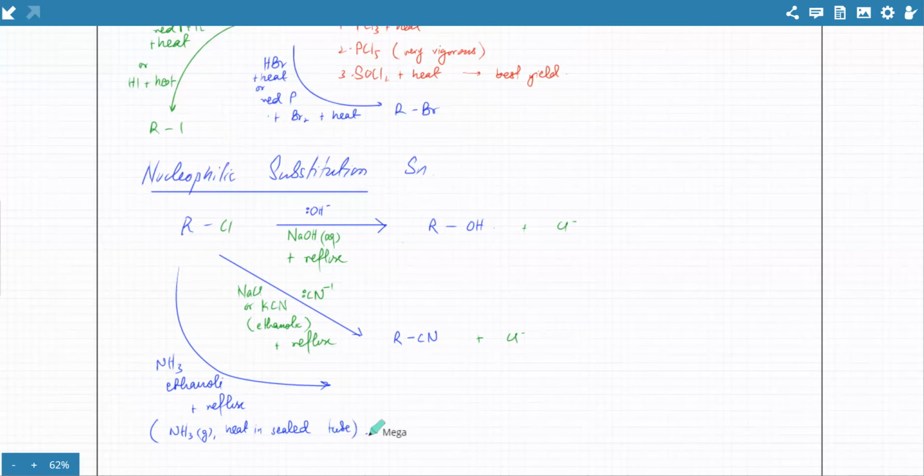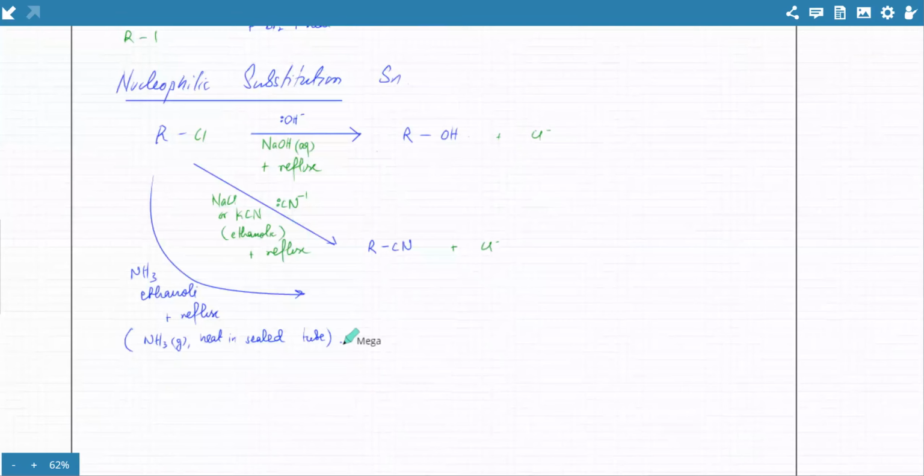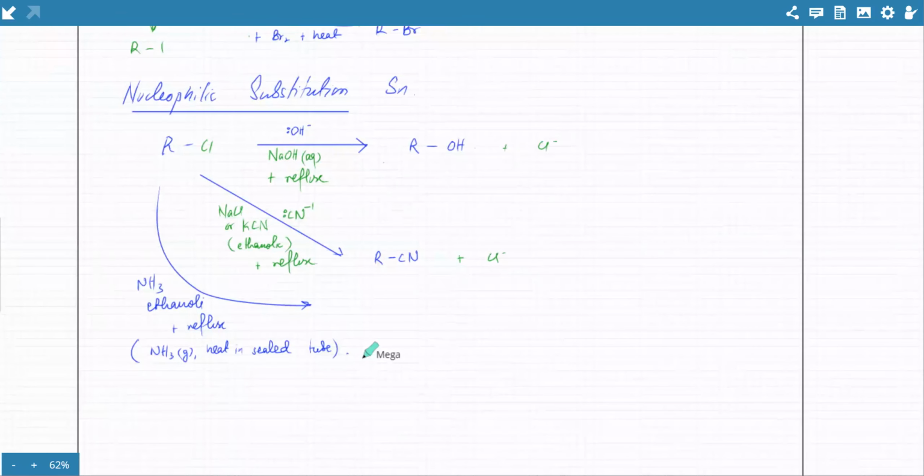So that could be another reaction, and this time your halogen would get substituted by the NH2 group, and that's what's going to be formed. And the nucleophile in this case would be NH3 with its lone pairs. So you had CN minus with lone pairs.